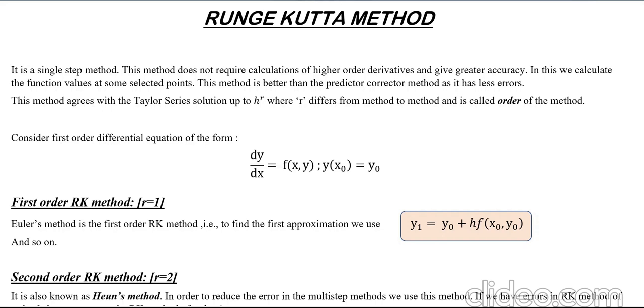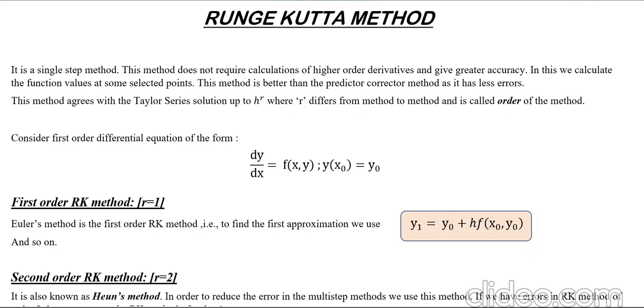So consider the IVP dy by dx is equal to f of x, y with the initial condition y at x naught is equal to y naught. The first order RK method, when r is equal to 1, is similar to what we have in the Euler's method that we have already done in the last lecture. So the approximation formula would be the same in this case. Here we have the first approximation formula, that is y1 is equal to y naught plus h times f of x naught, y naught, and so on. We can calculate the other approximations as well.